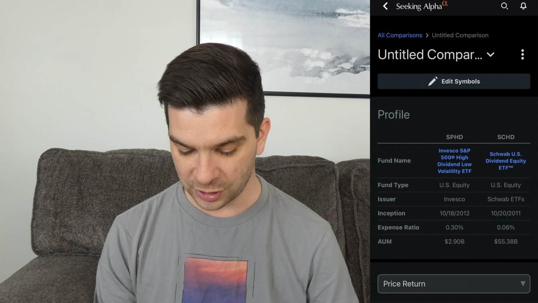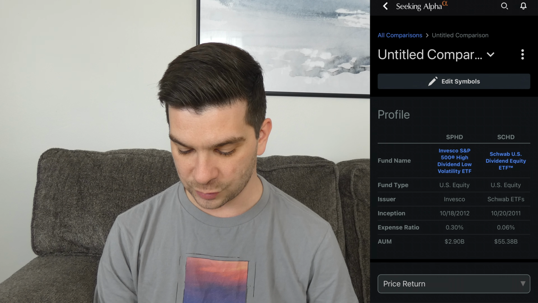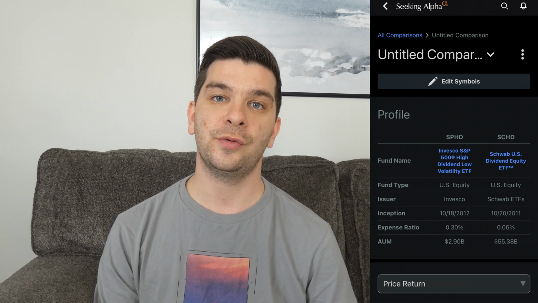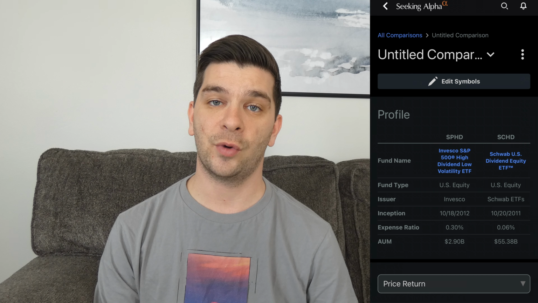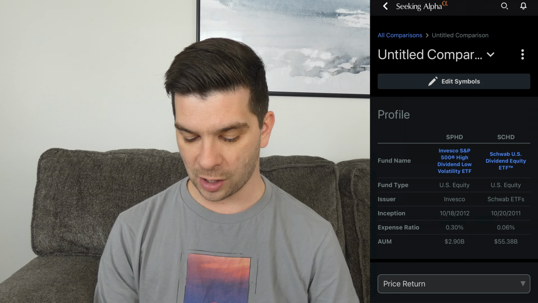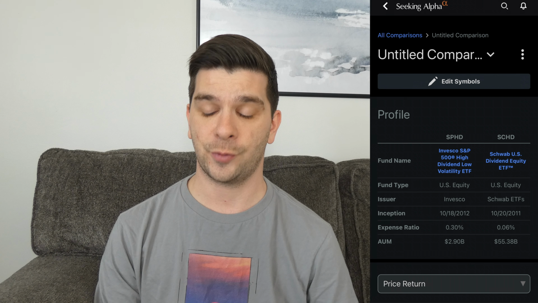SPHD has an expense ratio of 0.30%. SCHD has an expense ratio of 0.06%, which when you're comparing these two ETFs, that is definitely one thing that sticks out, that expense ratio. So just keep in mind when it comes to expense ratios, you want to try to keep those as low as possible.